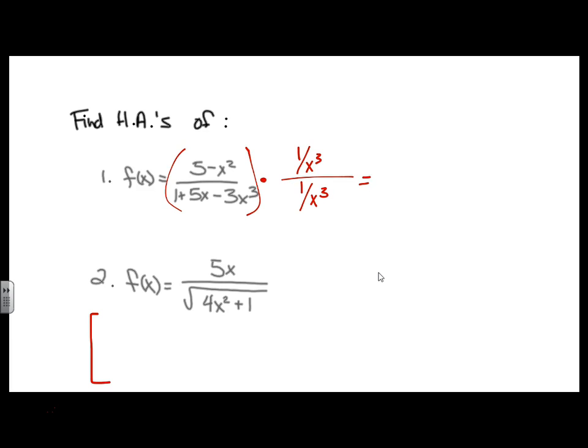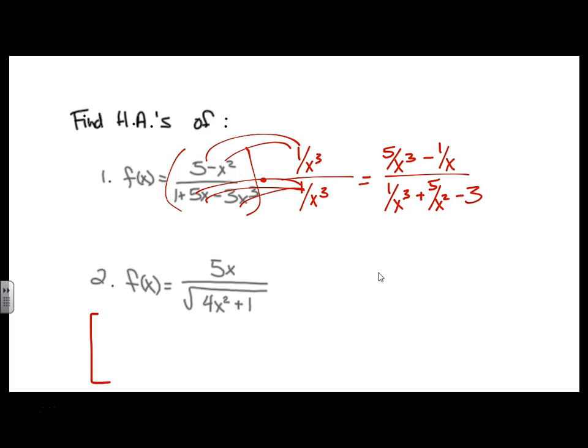Now what's going to happen as I keep going is that I get 5 over x cubed minus, what's x squared over x cubed? 1 over x. On the bottom I get 1 over x cubed plus 5x over x cubed is 5 over x squared minus 3. Question. How many of these little pieces that we've ended up getting just by multiplying and distributing are going to go to 0?